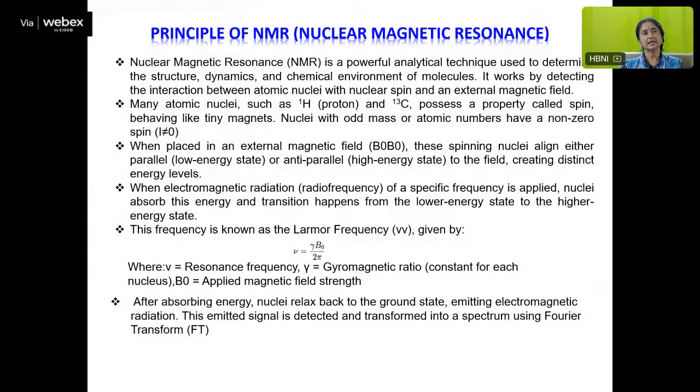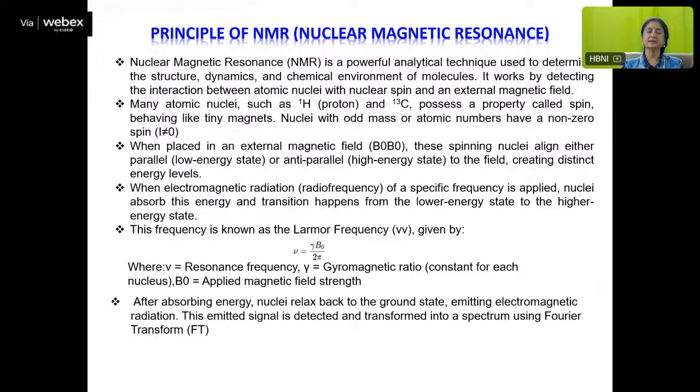Now you must be aware of the principle of NMR. So what is that? It's nuclear magnetic resonance, a powerful analytical technique used to determine the structures, dynamics, and chemical environment of molecules. It works by detecting the interaction between atomic nuclei with nuclear spin and an external magnetic field. Many atomic nuclei, such as proton or carbon-13, possess a property called spin, behaving like tiny magnets. So nuclei with odd mass or atomic numbers have a non-zero spin.